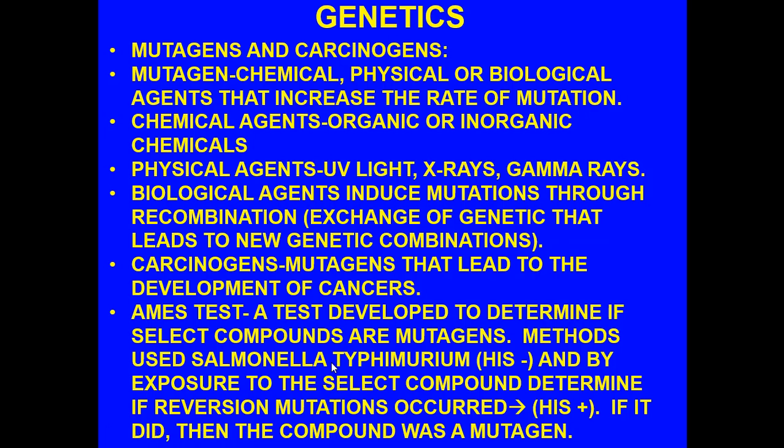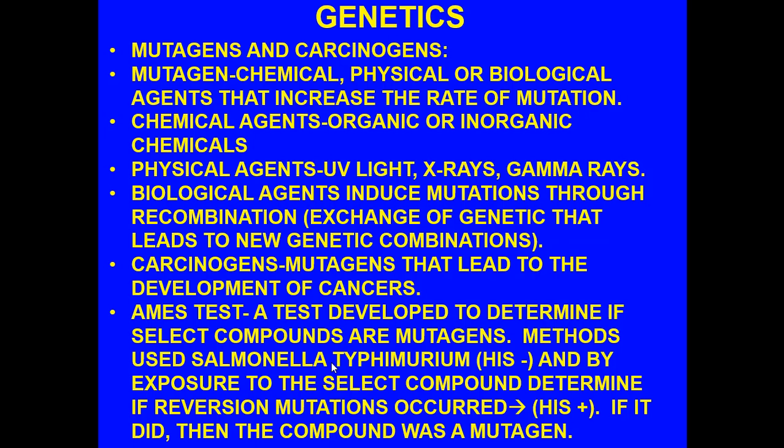But now we're going to move into something a little bit different, but much similar, and that is to talk about mutations, mutagens, and carcinogens. We've talked about mutations. They can be changes in the chromosome, but there are chemical, physical, and biological agents that increase the rate of mutation. The chemical agents are organic or inorganic chemicals. The physical agents, for example, are X-rays and ultraviolet light, and sometimes gamma rays also. The biological agents induce mutations through recombination, an exchange of genes that leads to new genetic combinations.